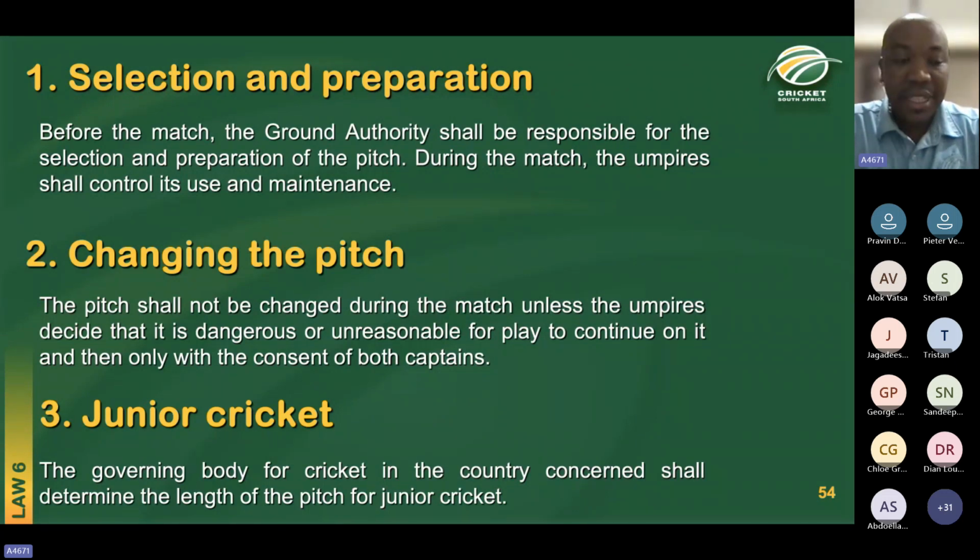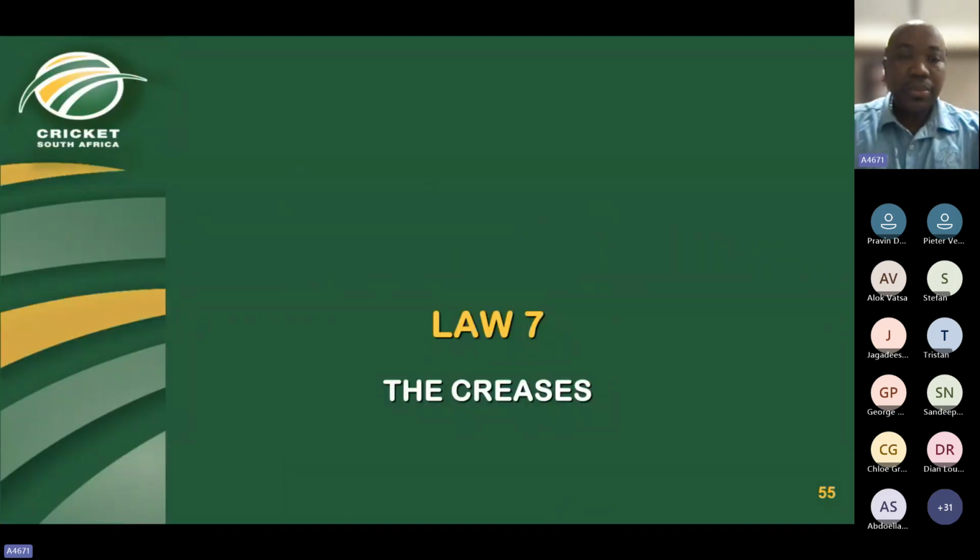As far as I've seen here in South Africa, under 13 and even under 11 level, we use the full-size pitches for junior cricket. I'm not sure about under 9 and lower ages. So now we've spoken about the pitch and we've been introduced to one of the creases, the bowling crease. That's where the stumps are pitched. Let's have a look at all the other creases that we will come across on a cricket field.